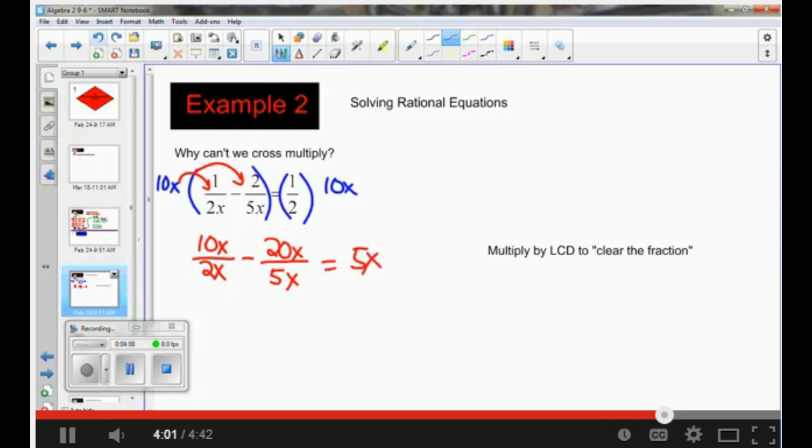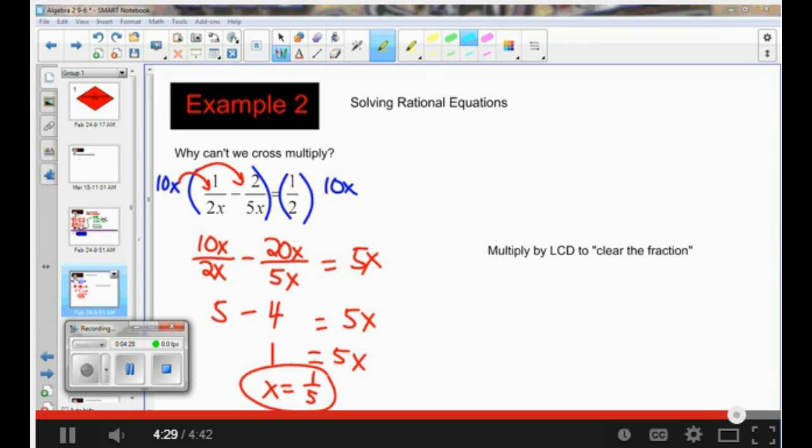So let's see if we can do a little simplifying. On the left-hand side, 10x divided by 2x becomes 5. That's not an equal sign, that's a minus. 20x over 5x is 4. And on the right, oh, now this got way easy. And I say way easy because now I can simply divide by 5. X is 1/5.